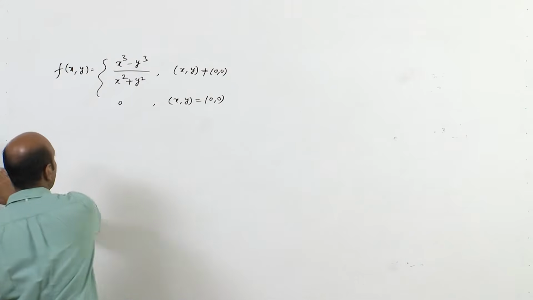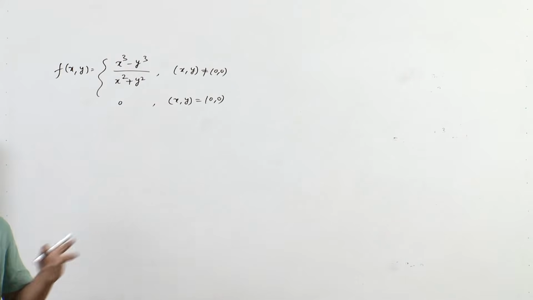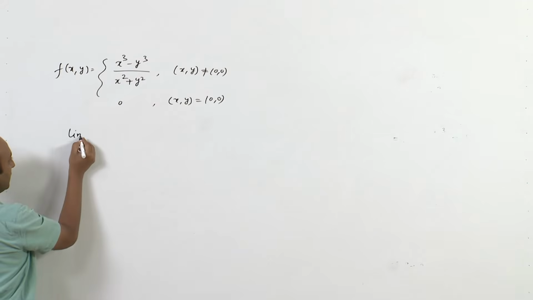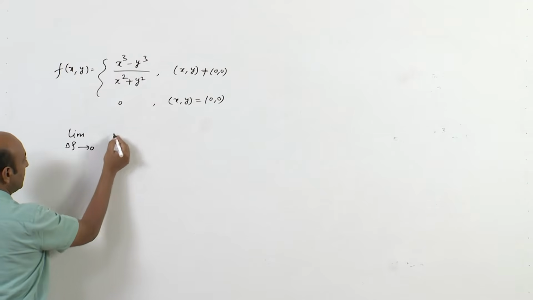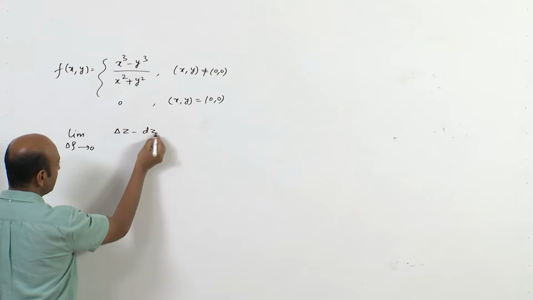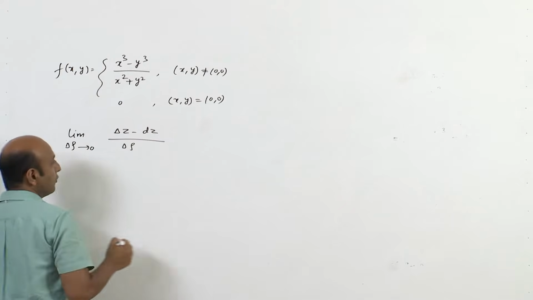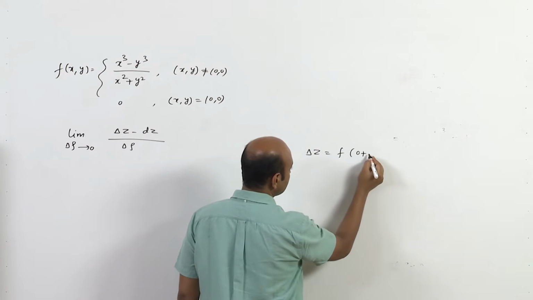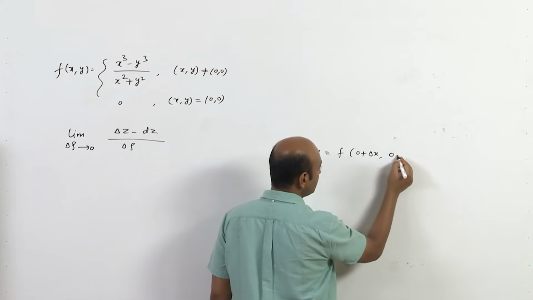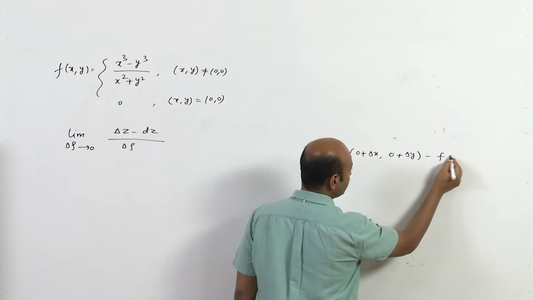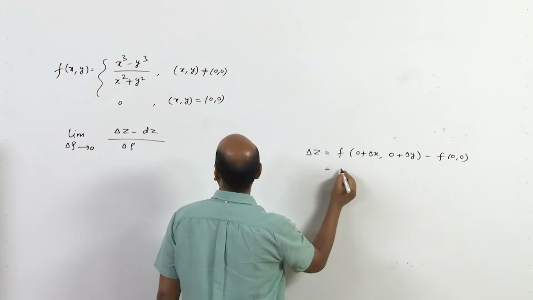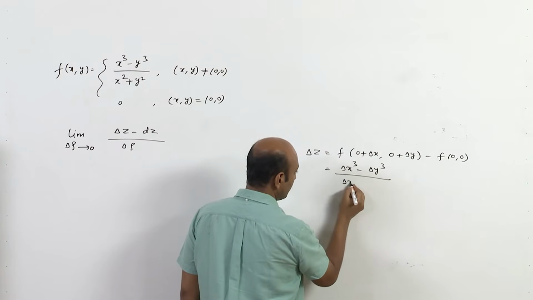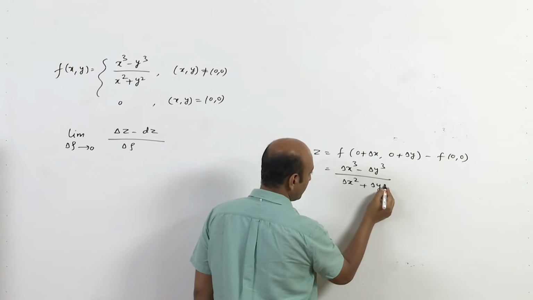Now, to show that the function is not differentiable at (0, 0), we can use any one of the definitions. So, try to find out this limit: limit delta rho tending to 0 of delta z minus dz upon delta rho. First, what is delta z? Delta z is f(0 + delta x, 0 + delta y) minus f(0, 0), which is delta x cube minus delta y cube upon delta x square plus delta y square. This value is 0.